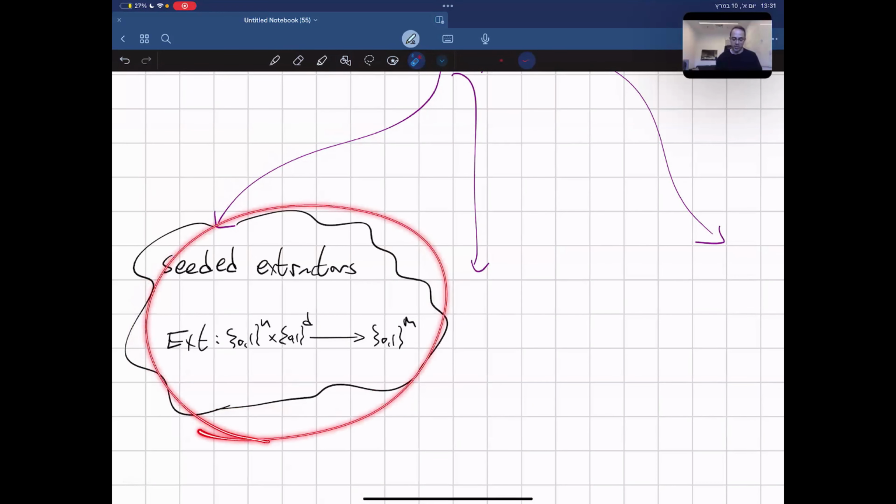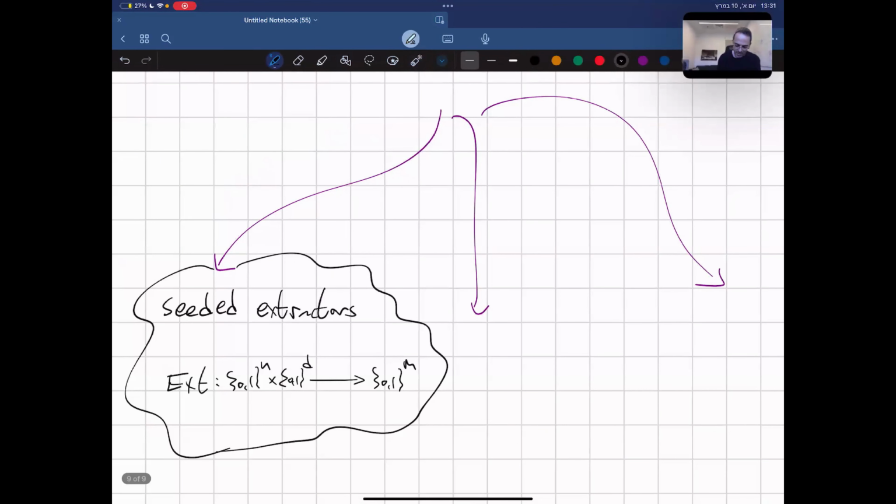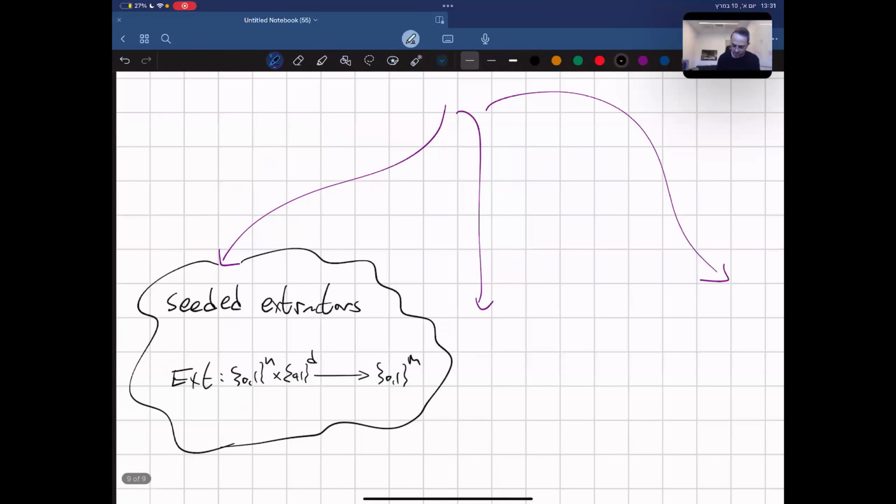We understand these constructions very well. They have many applications, some beautiful things going on inside them. We'll see one today, and so forth. The second type are the two-source or multi-source extractors.